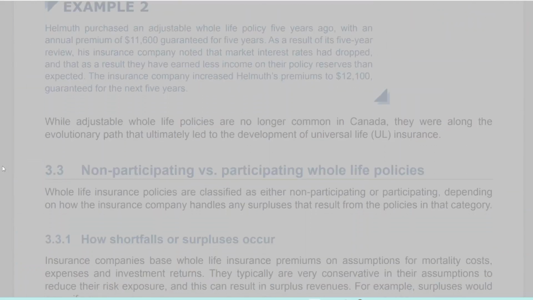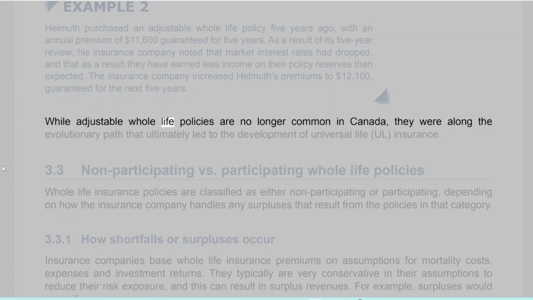Example 2. Helmuth purchased an adjustable whole life policy 5 years ago, with an annual premium of $11,600 guaranteed for 5 years. As a result of its 5-year review, his insurance company noted that market interest rates had dropped, and that as a result they have earned less income on their policy reserves than expected. The insurance company increased Helmuth's premiums to $12,100, guaranteed for the next 5 years.